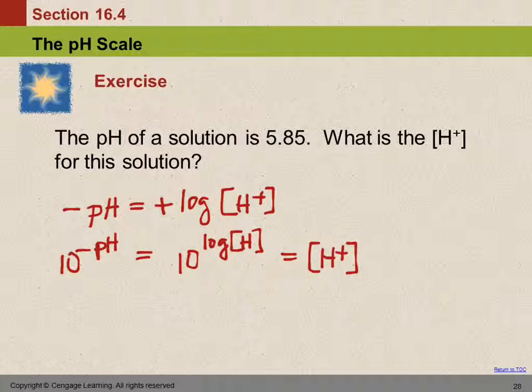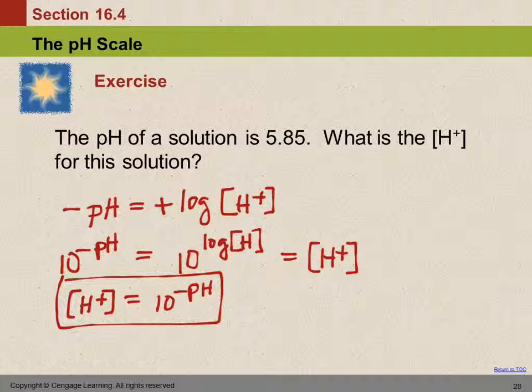That is probably a math thing that you repressed or erased from your brain long ago, so I don't expect you to remember that. But for those of you who are a little more fond of math, or just curious how and why you can do that, that's why. Here's the bottom line: there's the equation. If you have the pH and you want to know the hydrogen ion concentration, use this equation.